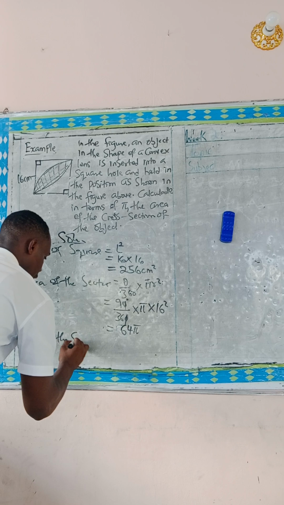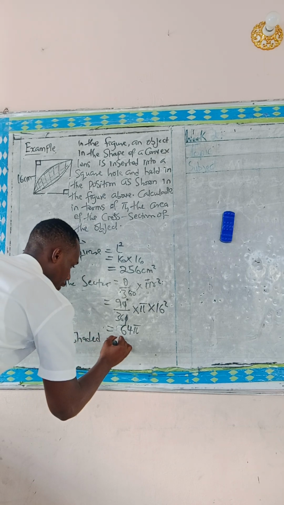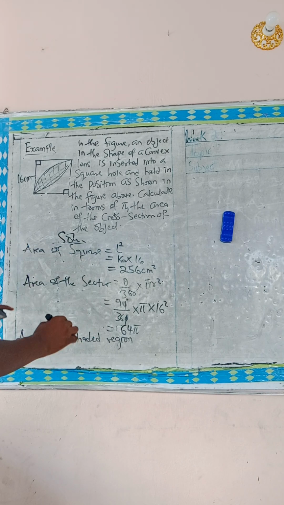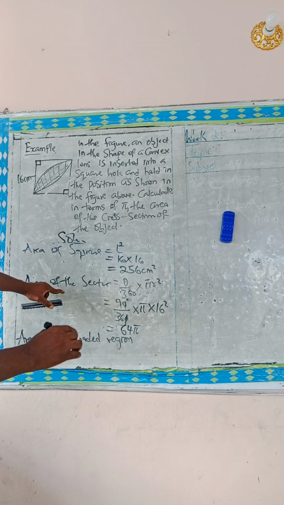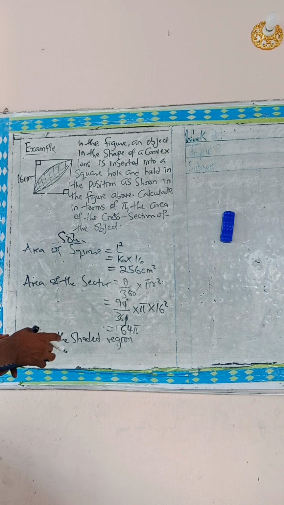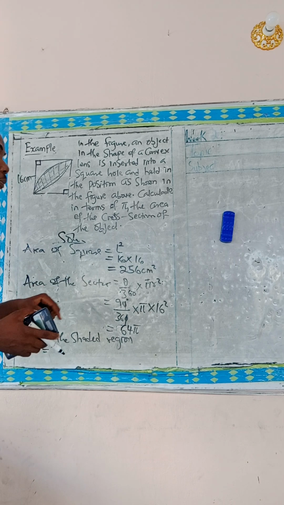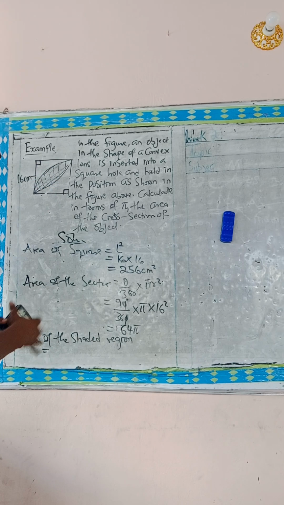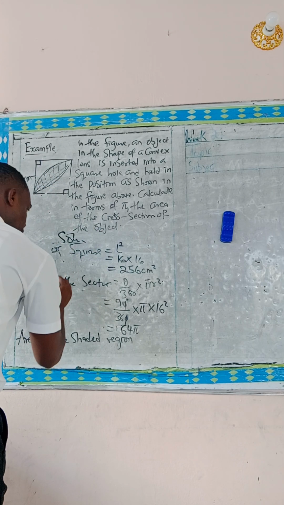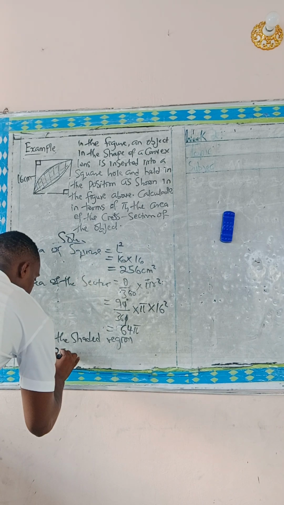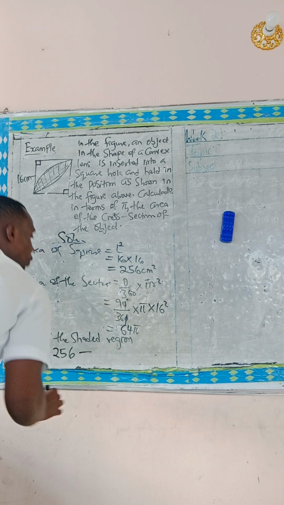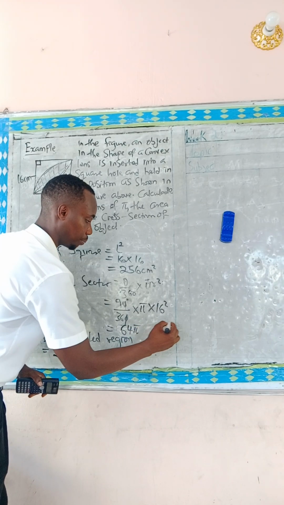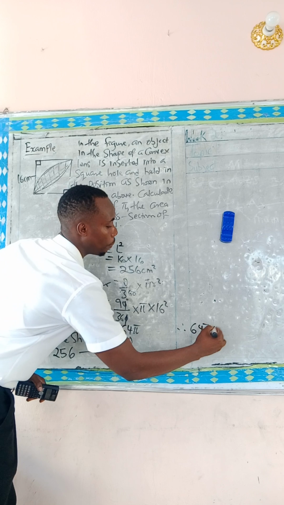So we can finally get the area of that shaded region. The area of the shaded region now becomes the area of the square minus the area of the sector. But please take note of something. I told you before that we are going to calculate the area of the sector and the area of the sector. So the area of the shaded region is 256 minus the area of the sector. Instead of it giving us 64, it will be 64 pi times 2.